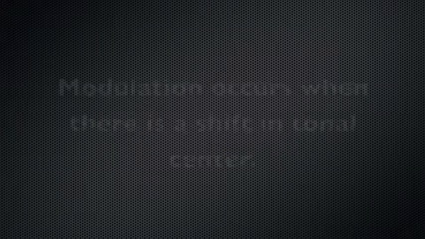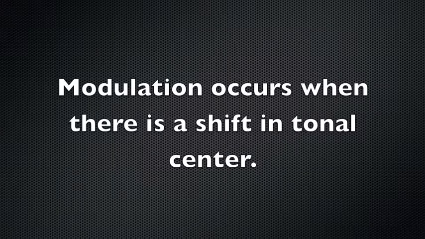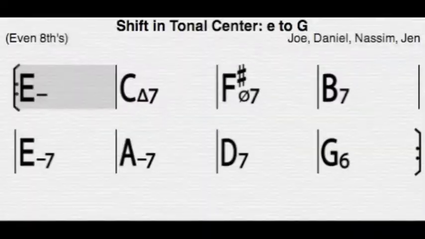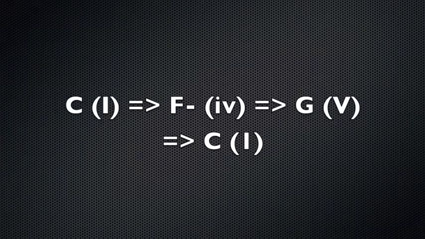Modulation occurs when the tonal center changes, not necessarily the key signature. For example, when the tonal center changes from E minor to G major, modulation occurs even though the key signature stays the same. Modal borrowing occurs when the harmonies are borrowed briefly from a parallel minor or major key, but the tonal center remains the same.